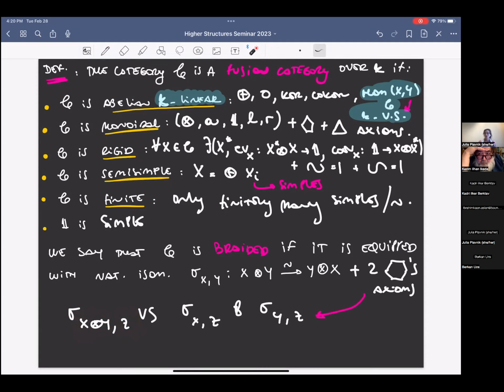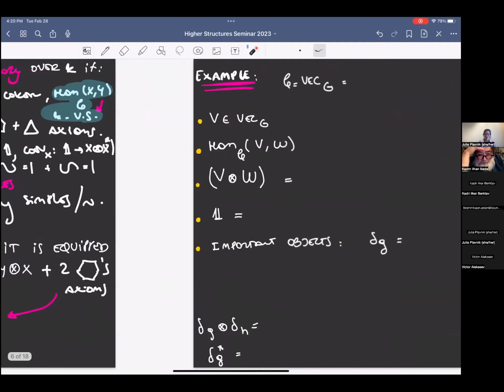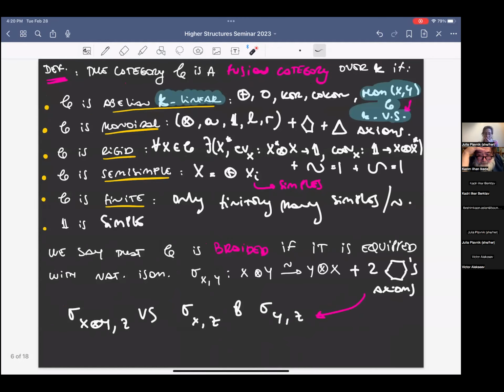But I don't know if you have questions before I keep going. Okay, I have a question. Yes. What if the number of objects is infinite? Does it break something?